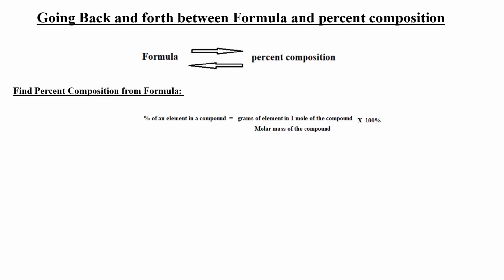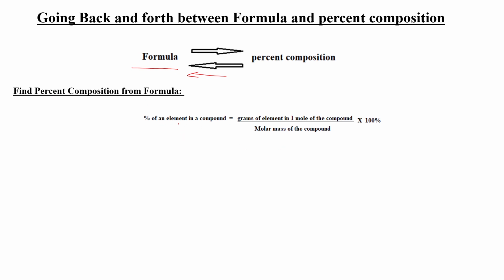The last topic of this chapter is going back and forth between formula and percent composition, which means if the compound formula is given, you can find the percent composition of each element in that compound. And if the percent composition is given, you can find the formula of that compound. So we will see how to do that. So the first step is actually from formula to percent composition. To find the percent composition from formula, this is the formula that we use.